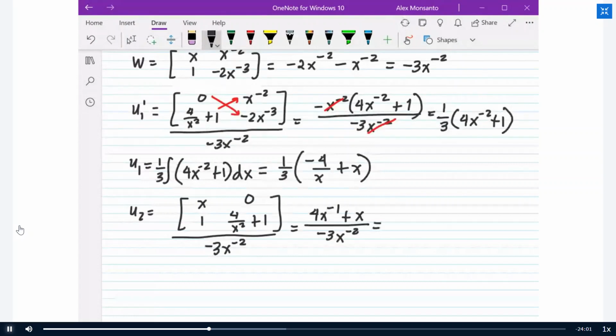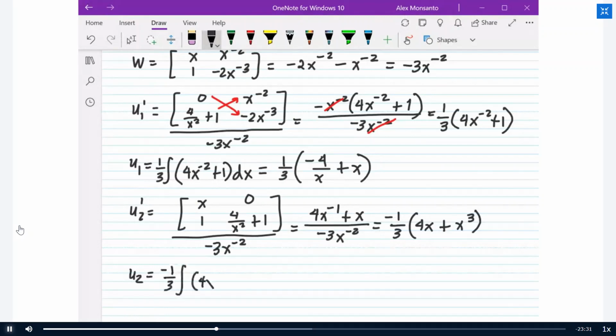So, bali, pag dinivide natin yan, so we can have negative 1/3. Pag yung 4x raised to negative 1, dinivide mo sa x raised to negative 2, magiging 4x lang yan. Tapos yung x, pag dinivide mo sa x raised to negative 2, magiging plus x cubed. So yan yung ating u2 prime. Ayan, u2 prime. Okay, ngayon kunin natin ang integral niyan. So negative 1/3 para makuha na natin si u2. And x cubed dx, that will be equal to negative 1/3.